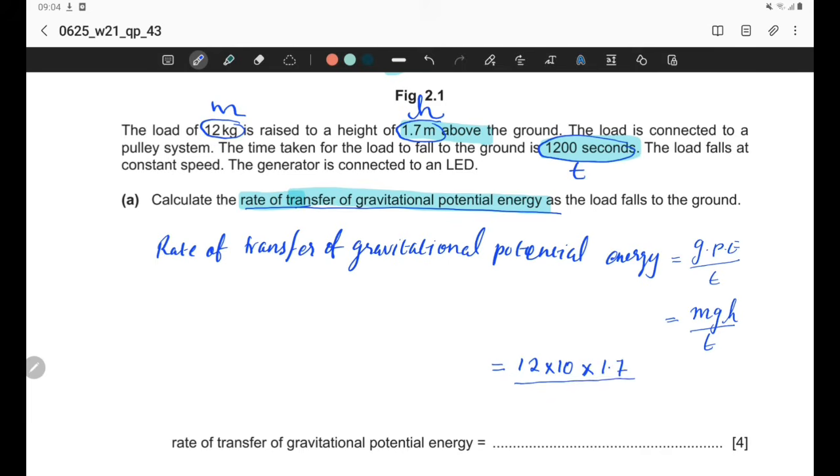In order to find the rate of the transfer of gravitational potential energy, we just need to divide by the time, and time is already given as 1200. And the answer is 0.17. Since it is energy over time, that is nothing but power we have calculated. So the unit is watt. So we can write 0.17 watt.